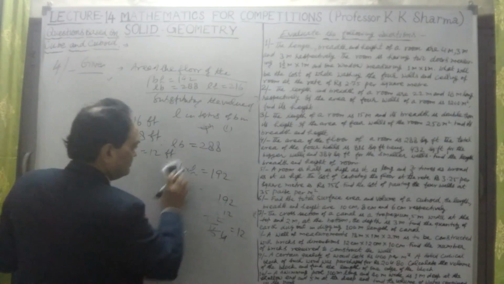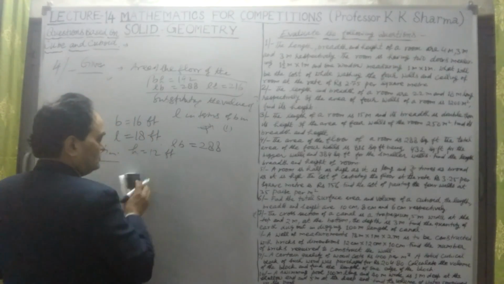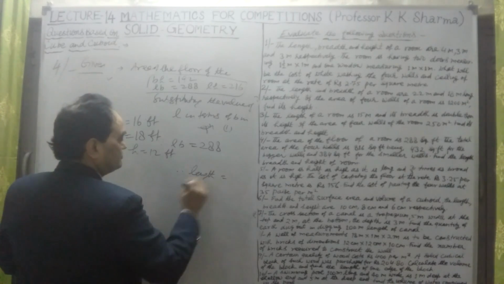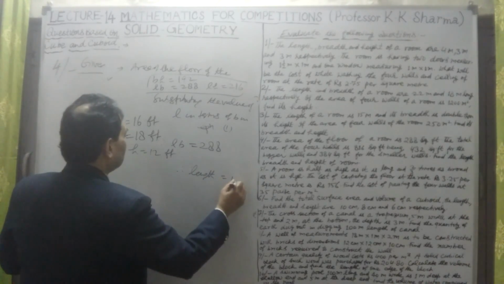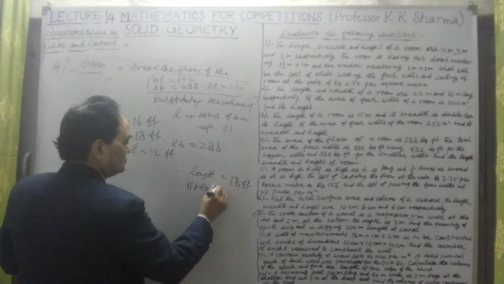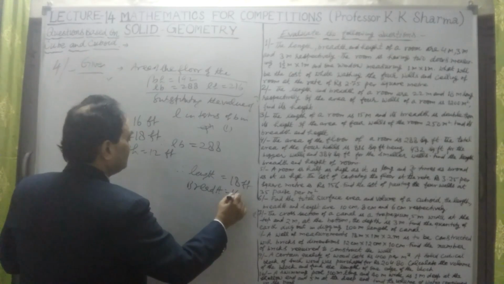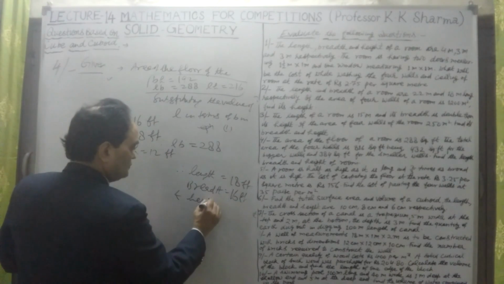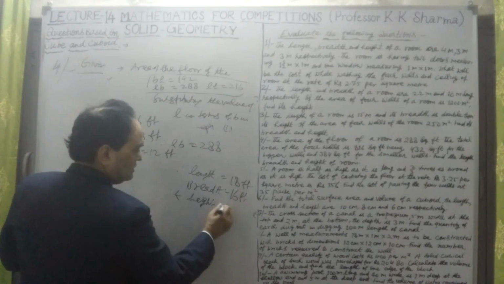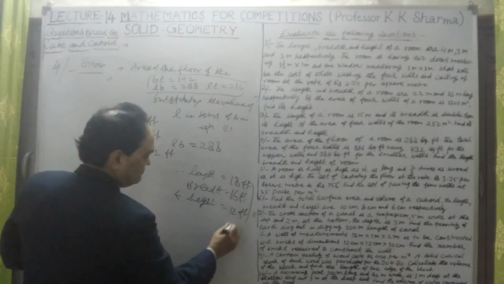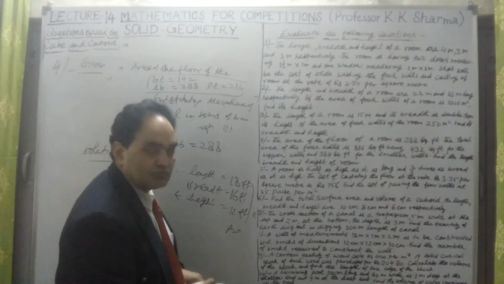There are 3 answers here. The length of the room is equal to 18 feet, the breadth is equal to 16 feet, and the height is equal to 12 feet. These are the 3 answers. Only this we have to calculate.